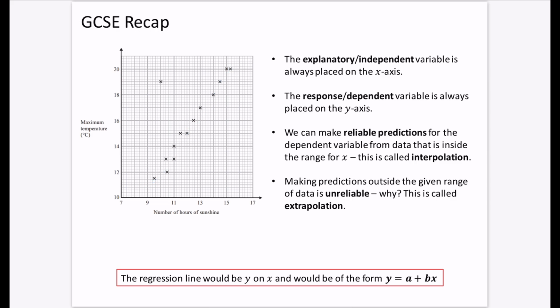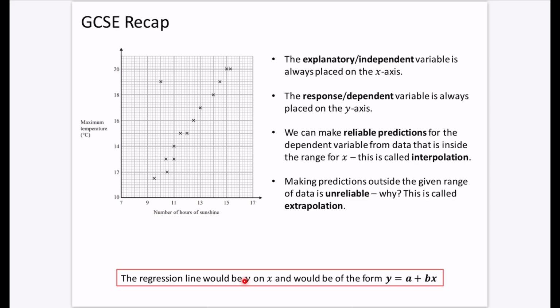So the reason why we don't make these predictions is we only know that the section that we have for the data that we're provided with is linear. Outside of that, it's unreliable. And this is called extrapolation. By the way, we've got an outlier here, and we'll have some techniques for identifying outliers later on as well, to do with residuals.